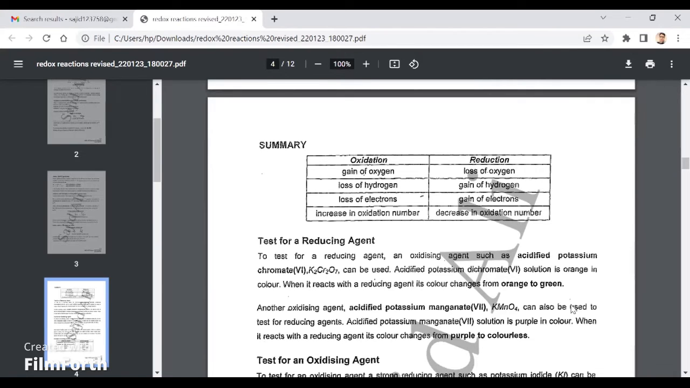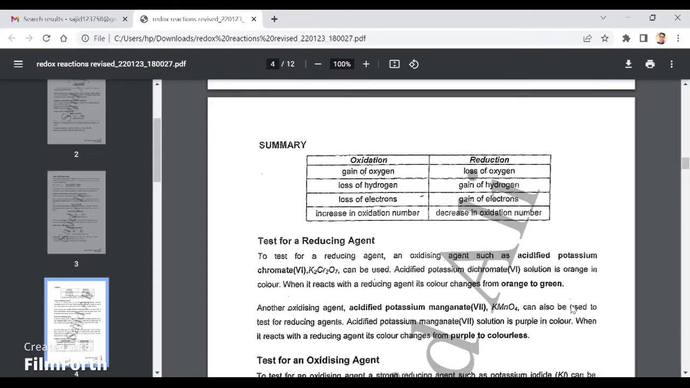What is oxidation and reduction? Yes, Abdullah. Can you read what is given on the screen? Oxidation involves the gain of oxygen, the loss of hydrogen, loss of electrons, and increase in the oxidation number. Yes, oxidation number is also known as oxidation state. I told you earlier.